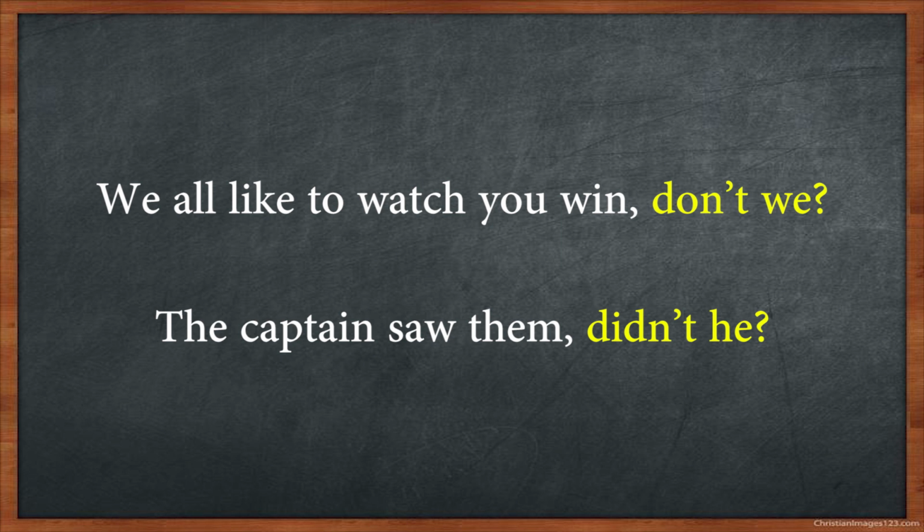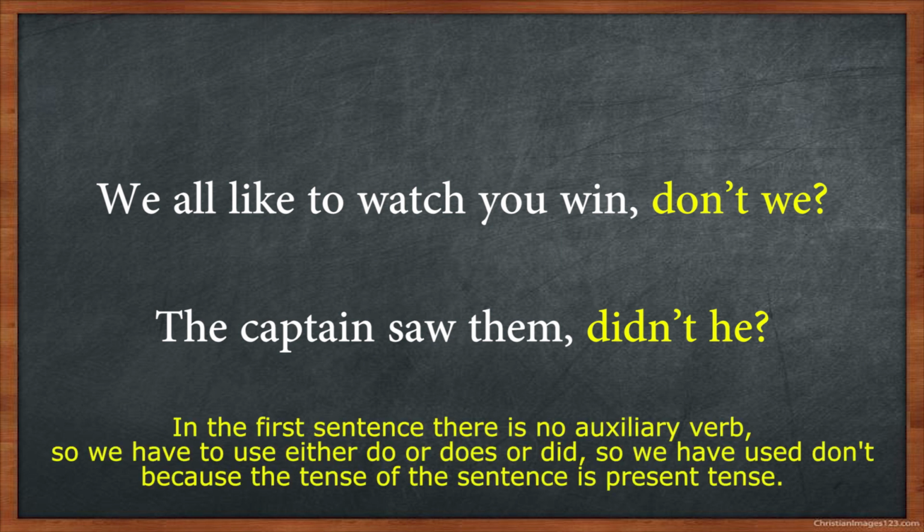Don't we? Now in the first sentence, we all like to watch you win. There is no auxiliary verb, so we have to use either do, does, or did. So we have used don't. Why? Because the tense of the sentence is present tense.